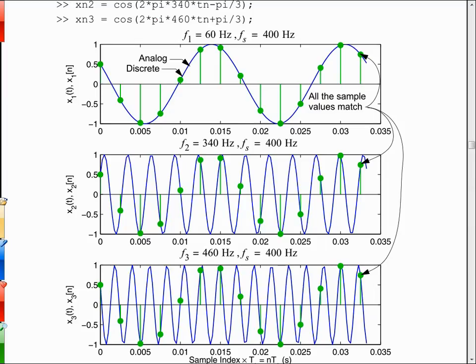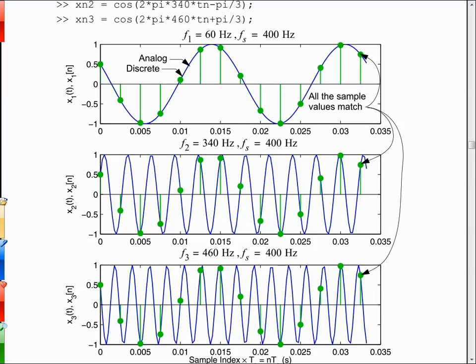The 60 hertz waveform is the one that's got the longest period or the lowest frequency, so it appears to have the best representation in terms of the number of samples per cycle. The 340 hertz signal, you can see that you're getting less than 2 samples per cycle. If you just look at the cycles of the blue waveform, you're seeing less than 2. And the last one, the 460, is the same way.